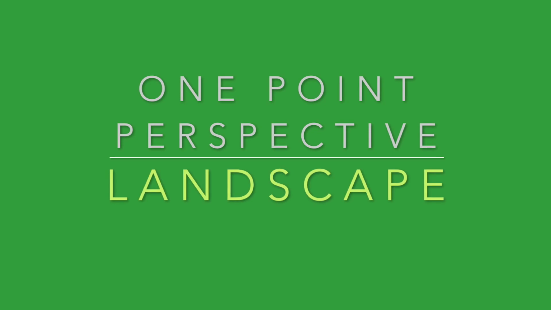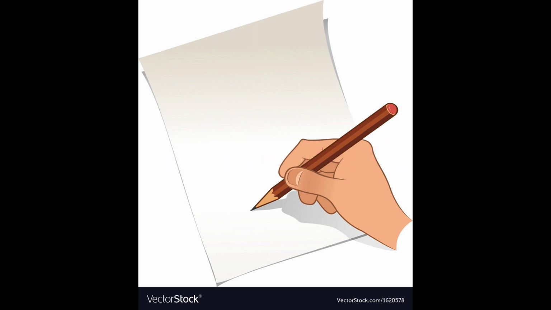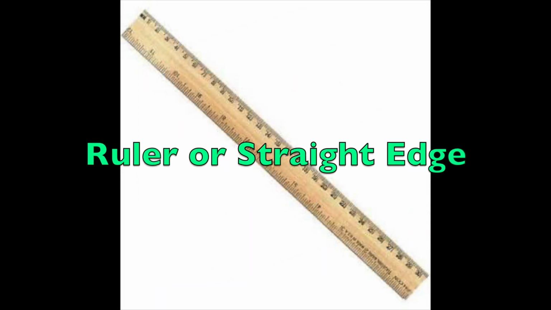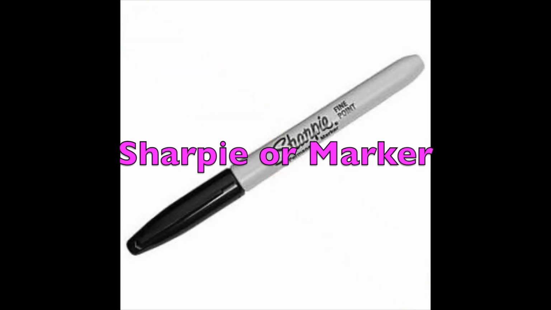Today you're going to draw a one-point perspective landscape. You will need paper and pencil, a ruler or a straight edge, and a Sharpie or a marker.